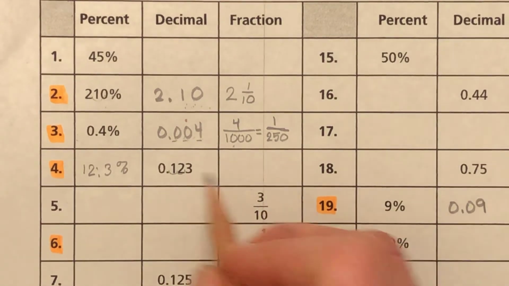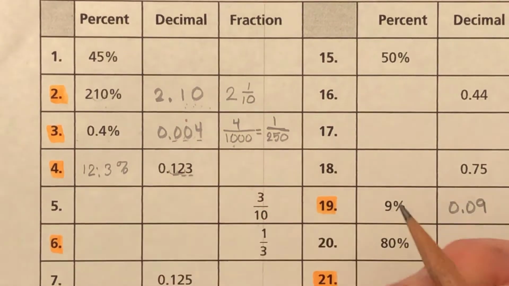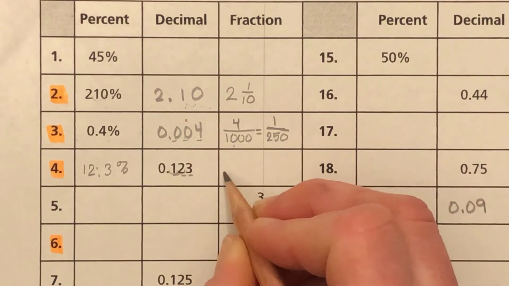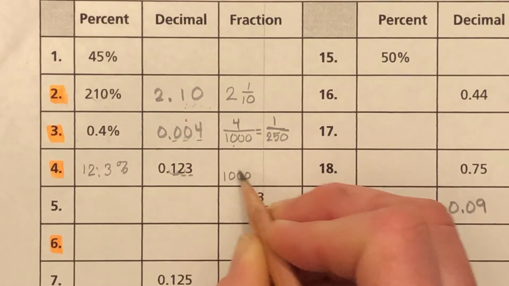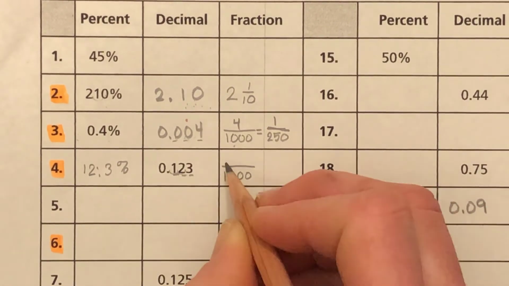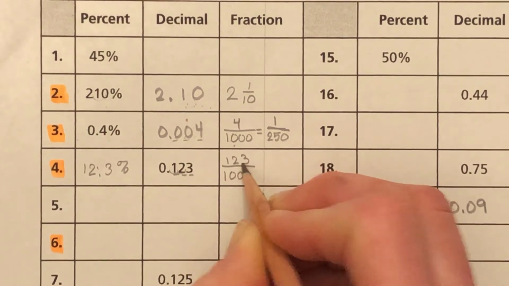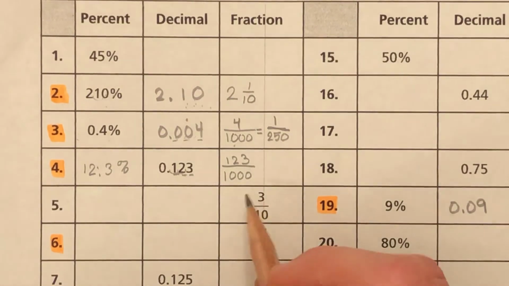And when I convert this to a fraction, I've got 1, 2, 3 digits after the decimal. So my denominator will have 3 zeros. And then I have 123. This is not reducible. That is finished.